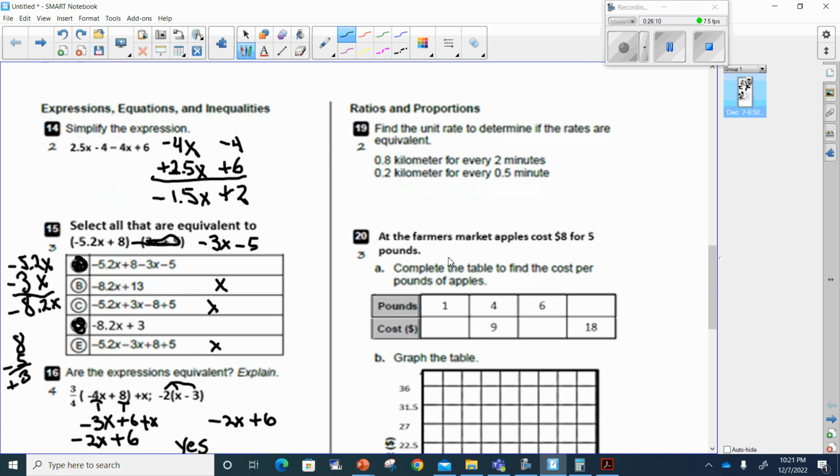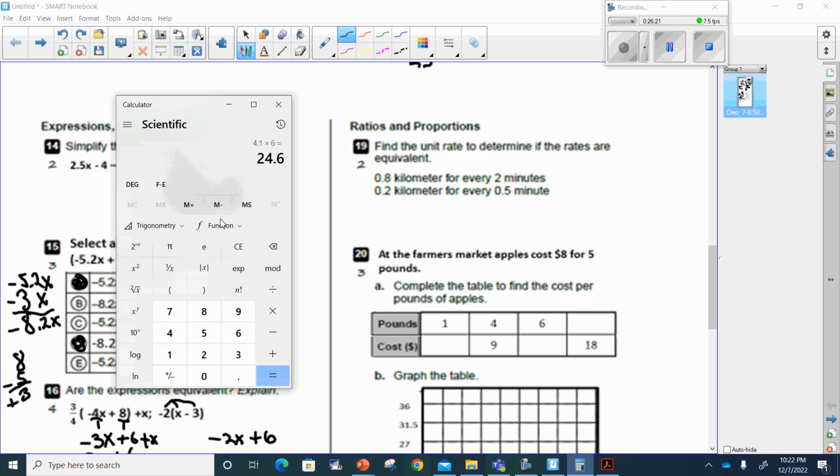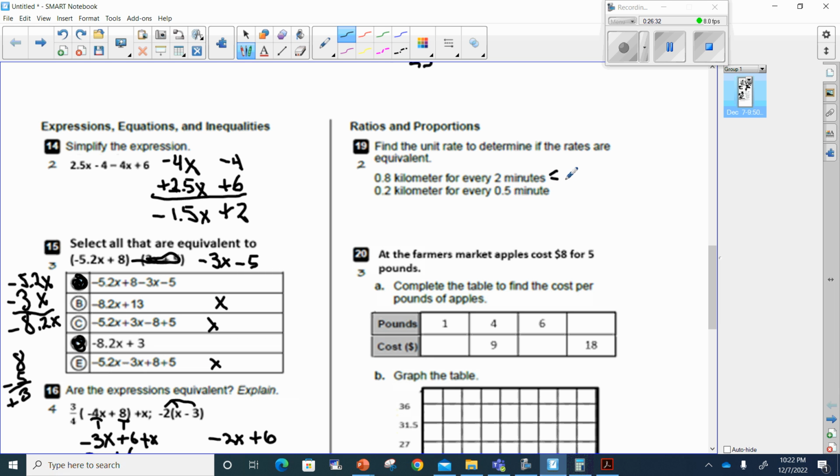Let's go to number 19. Number 19 says find the unit rate to determine if the rates are equivalent. I got 0.8 kilometers for every 2 meters. I can put that in my calculator pretty easy. And that's going to be 0.8 divided by 2. That gives me 0.4. So this rate is 0.4.